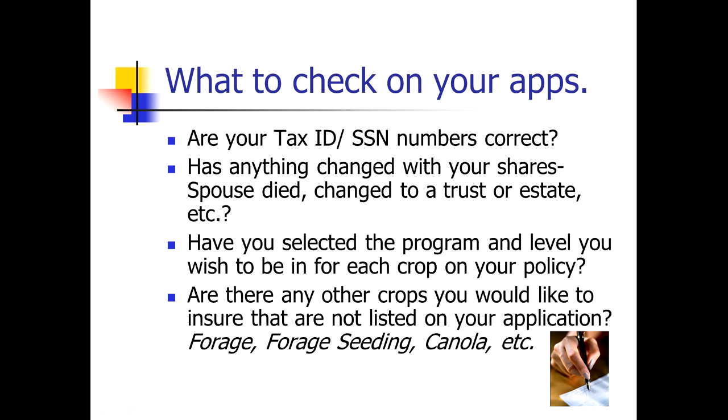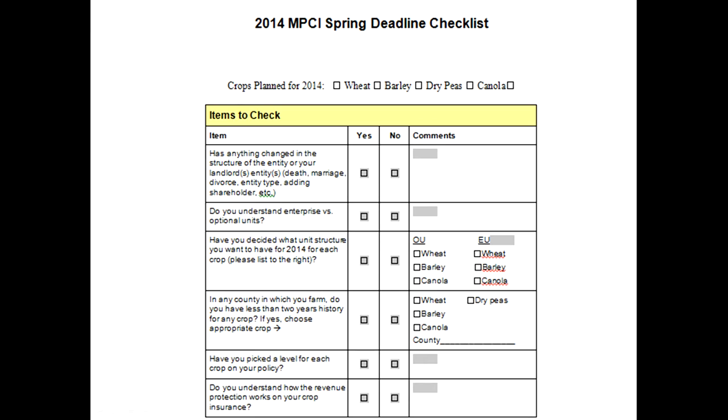Well, usually we'll list every crop in the county that you possibly could insure at least at a pretty low level, so that if you decide after this deadline that you're going to go out and, let's say, seed canola, and you never have before, at least it's listed on there so we have insurance to qualify for FSA linkage.